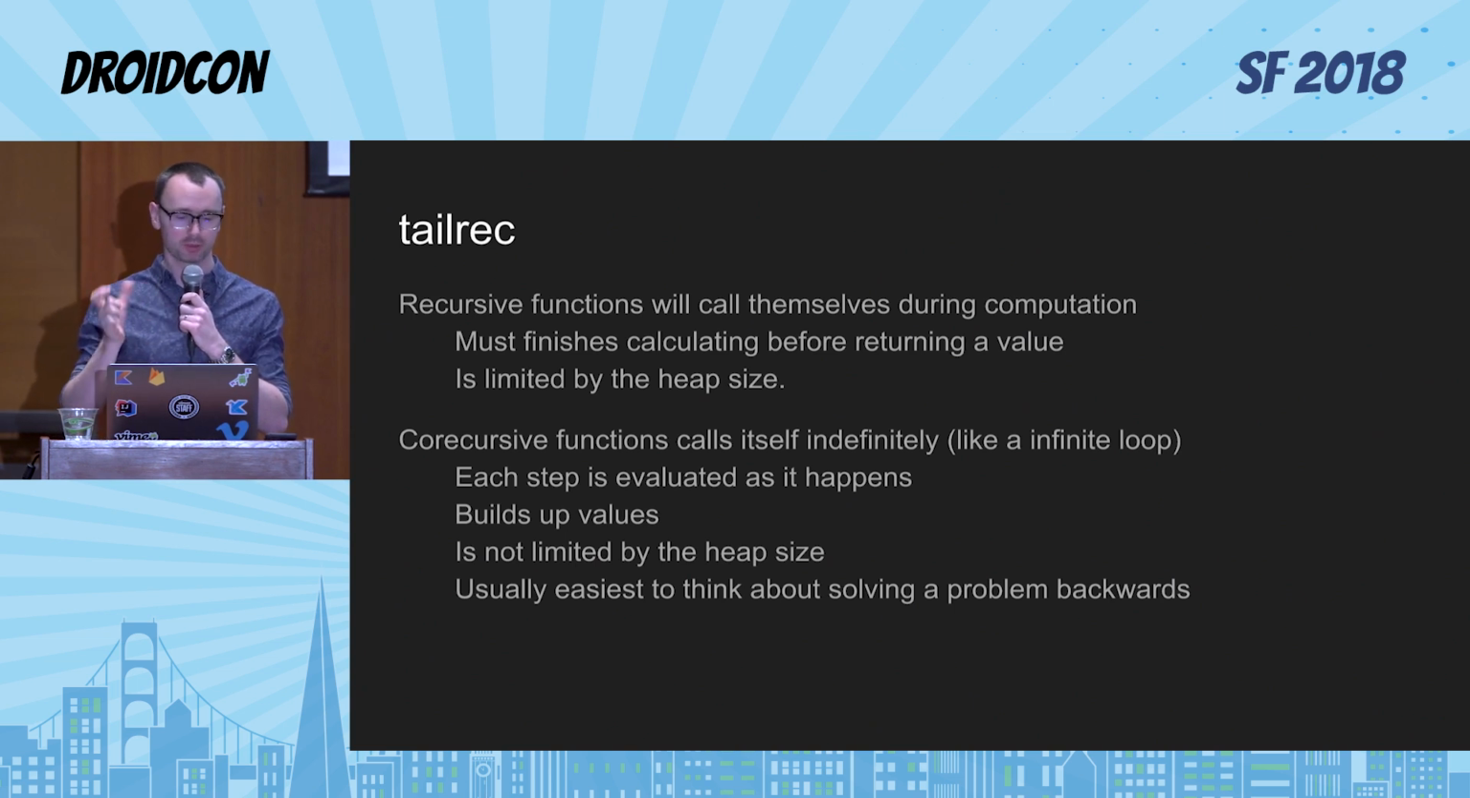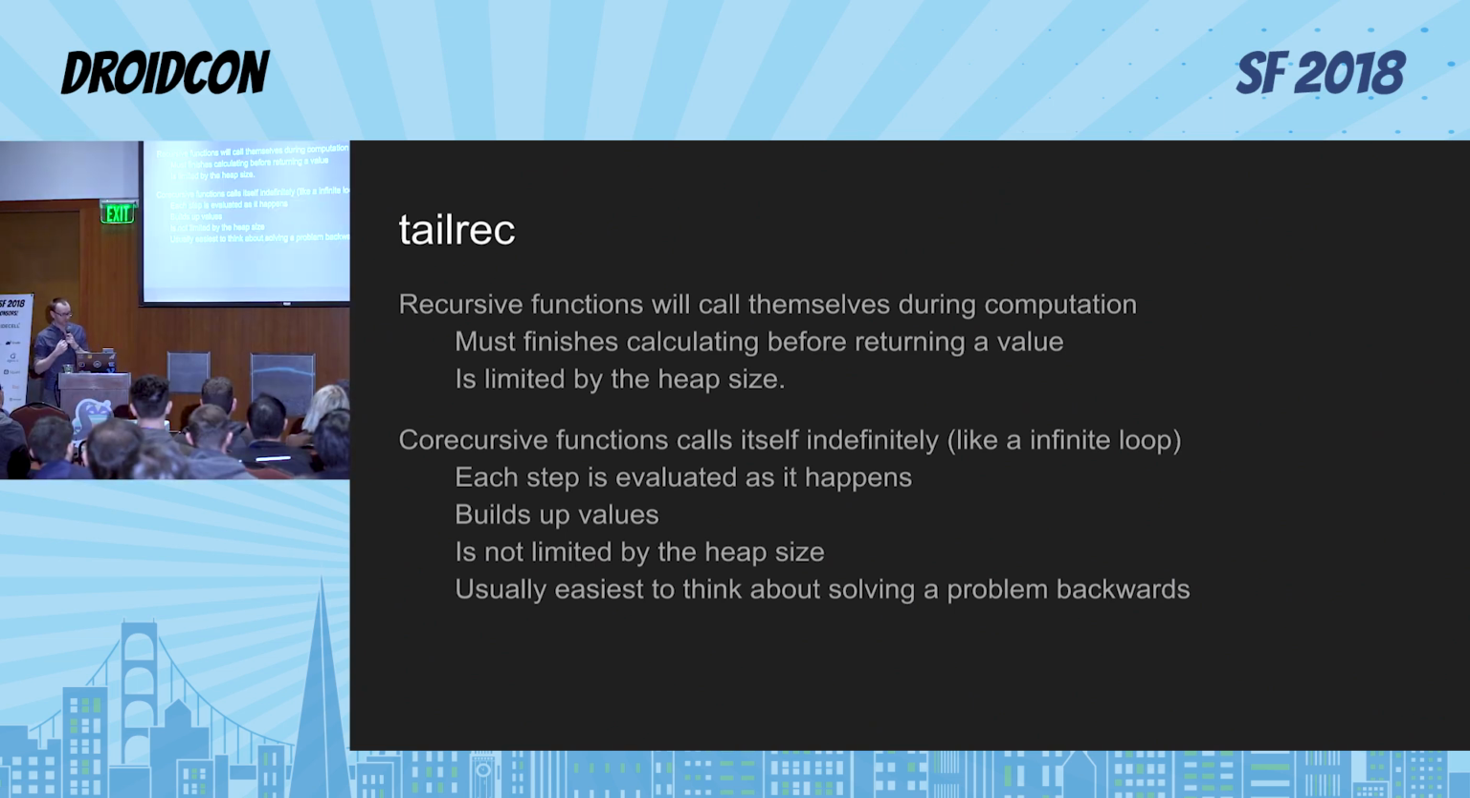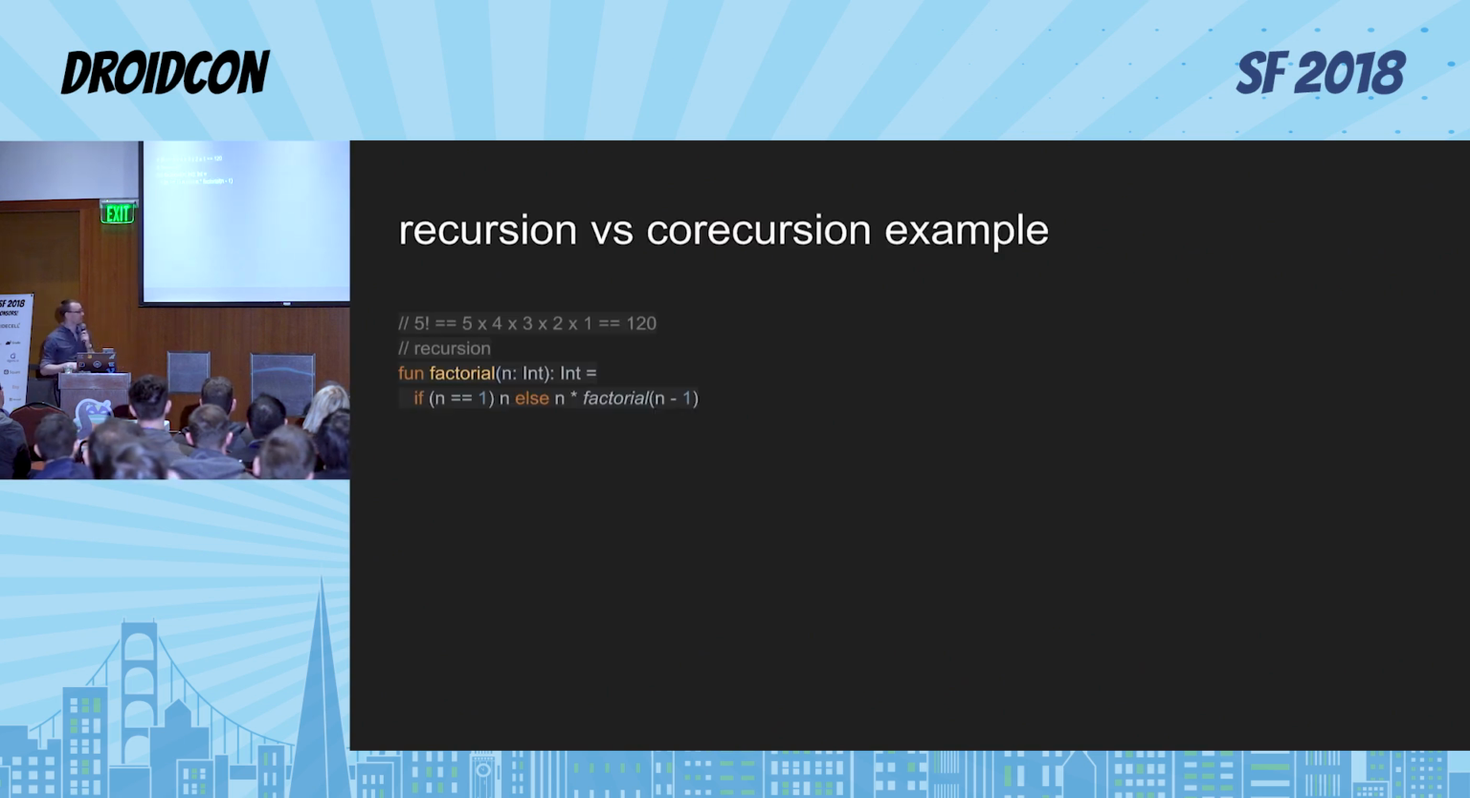Usually, when converting a recursive function to a co-recursive function, it's easy if you try to think about it and solve it backwards. We're going to look at a couple of examples because this might not be quite clear.